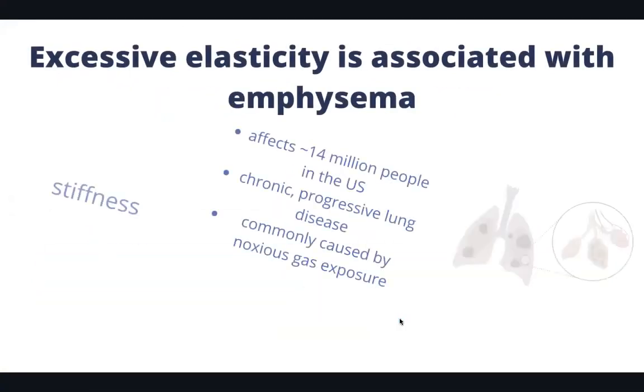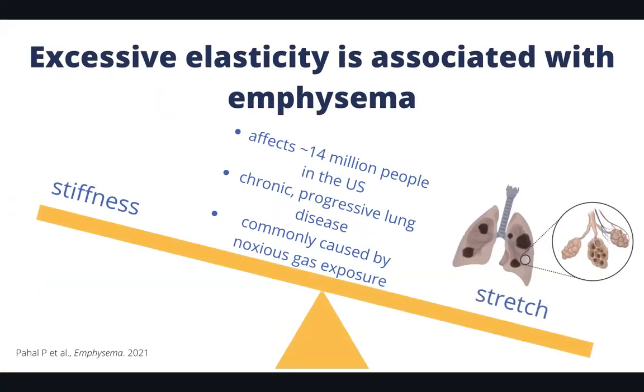A common illness characterized by excessive elasticity and overstretching of the alveoli of your lungs is a disease known as emphysema, which affects a lot of smokers because it's commonly caused by noxious gas exposure and affects approximately 14 million people in the US alone. So this mechanical measure helps us understand emphysema.